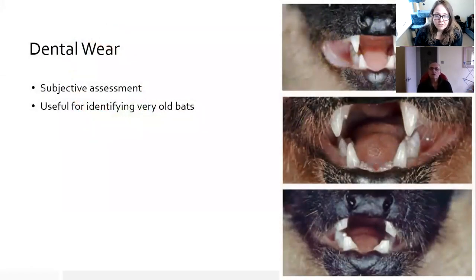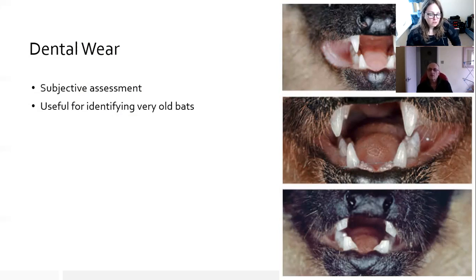All right, another horrendously subjective thing is dental wear. Dental wear is only very useful for identifying a very old bat. So you can see a very young bat at the top and a very old bat at the bottom, and every other bat in between will be in the middle. If you see a lot of dental wear, you can say that it's quite an old bat. But again, there's no way to quantify that. You couldn't say whether it was 10 years old or 20 or 30.